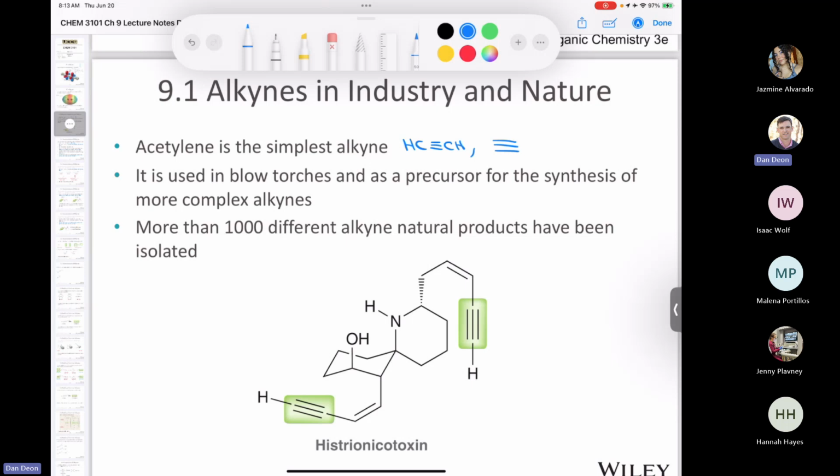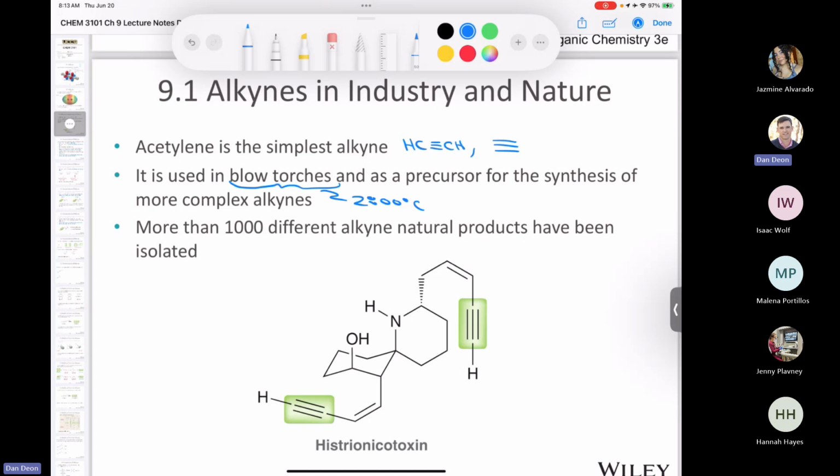Acetylene is used in blowtorches. Why? Because it makes a very hot flame. It makes a flame that's around, I don't know, around 2,800 degrees Celsius. So it's used for cutting metal. And I'm not an expert in welding, so please don't cut me down. No pun intended. You know, if I stated that incorrectly, exactly what it's used for.